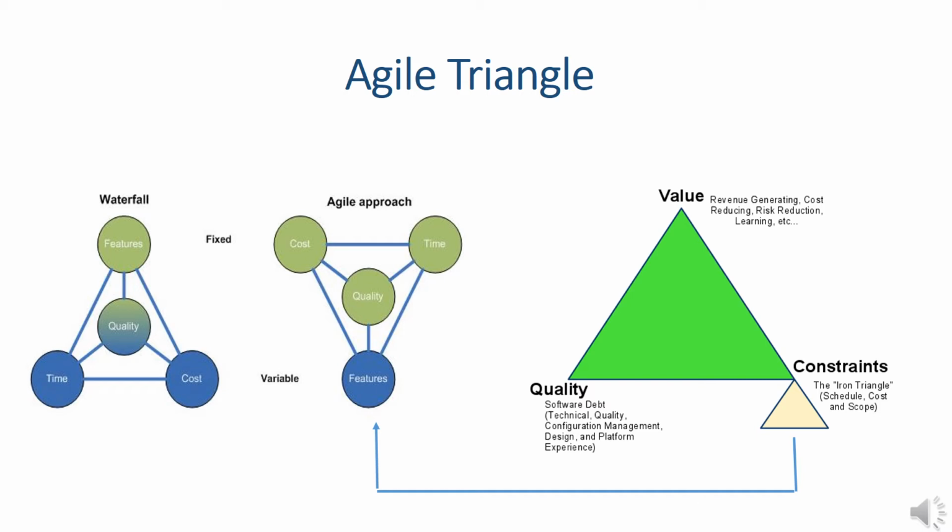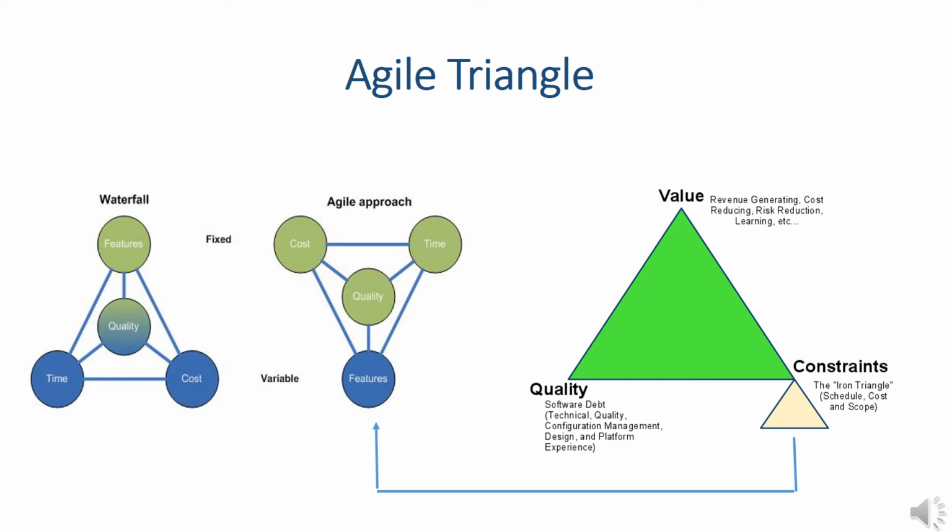Now let's have a look into the full-blown Agile Triangle, which is the discussion for today. In a full-blown Agile Triangle, you will see there are three corners of the triangle. On the top is value, bottom left quality, and bottom right is constraints. Let's have a hard look into each of them and understand what they are.